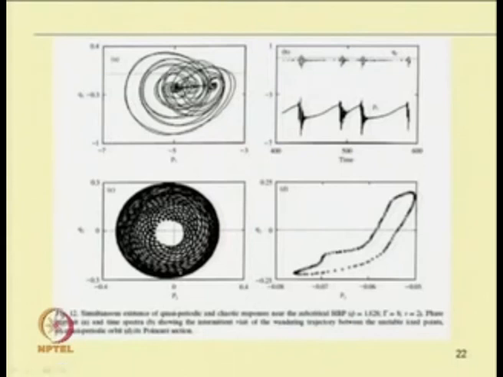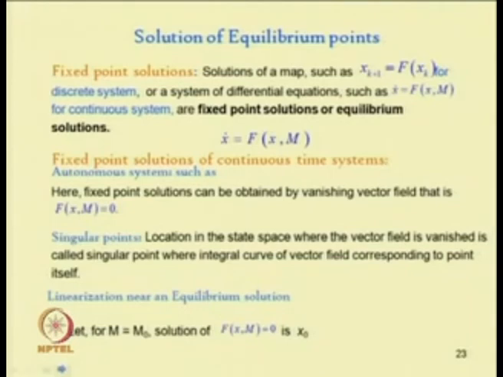Okay. So, these are different types of quasi-periodic response, and this is a chaotic response. This is a quasi-periodic response because the Poincare section shows a closed curve. And now, we will see how we find the different types of solutions or equilibrium points.